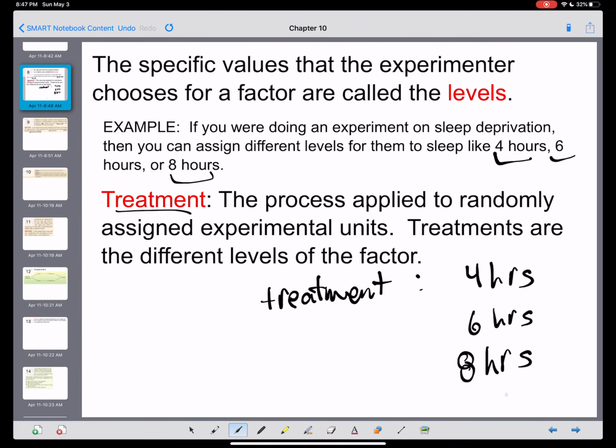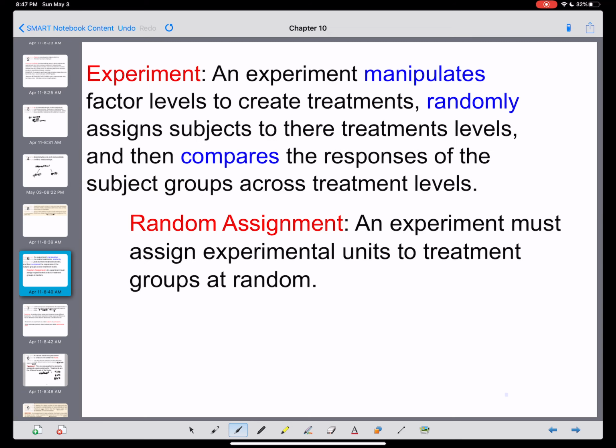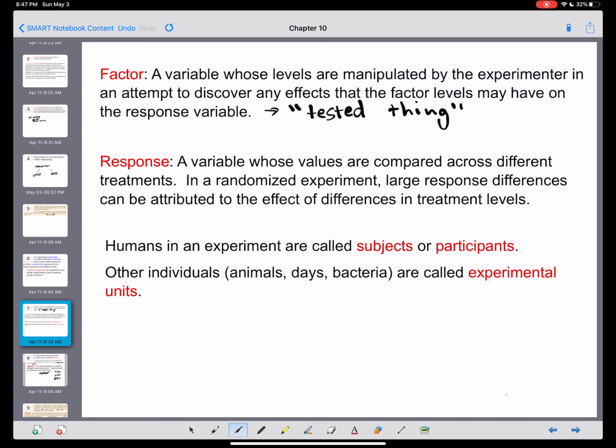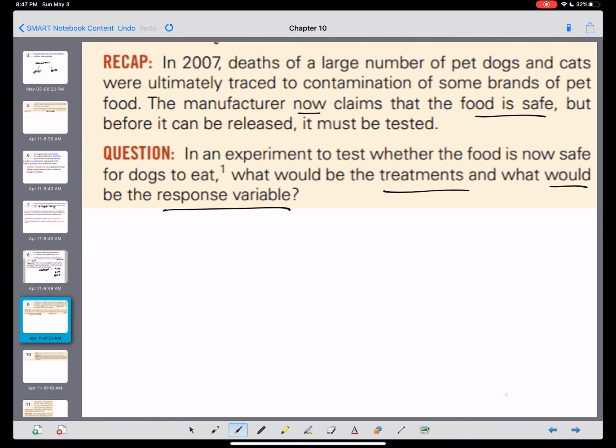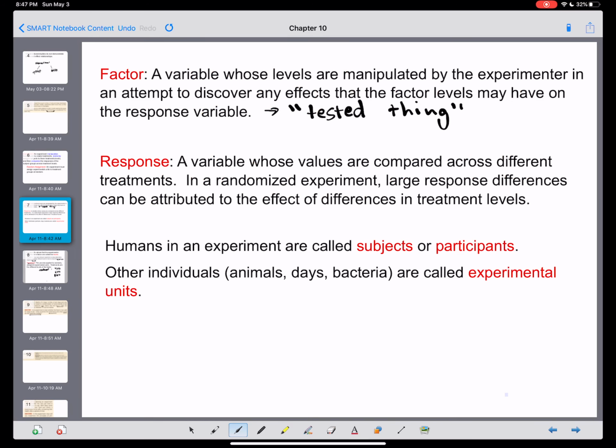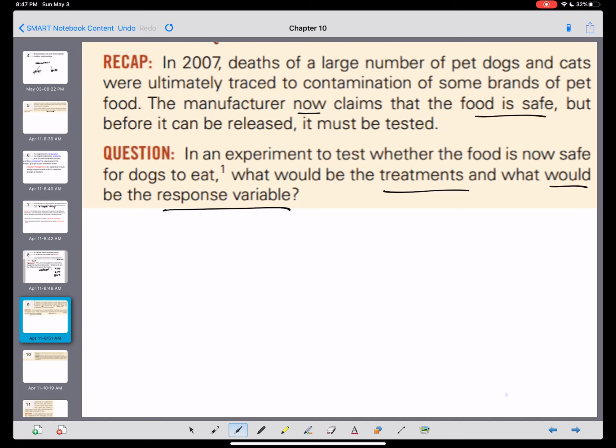I think I totally deleted a slide. Sorry. So before we can even go to this example, did I even talk about response variables? Yeah, I did. Okay, cool. All right, so we did talk about response.